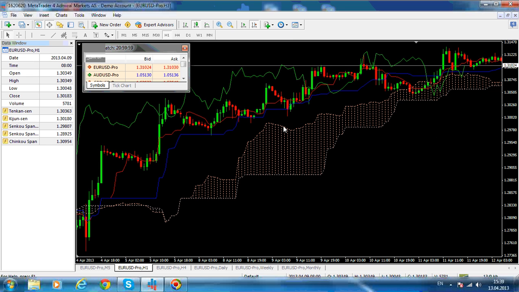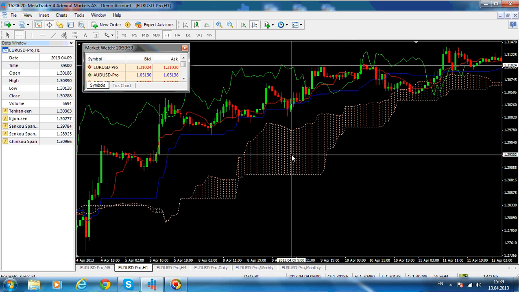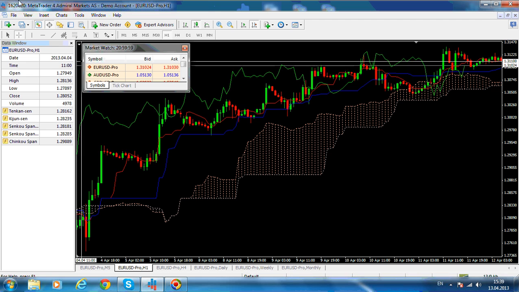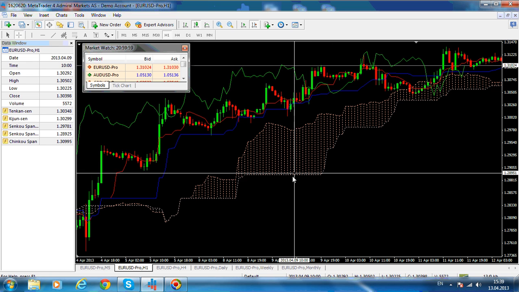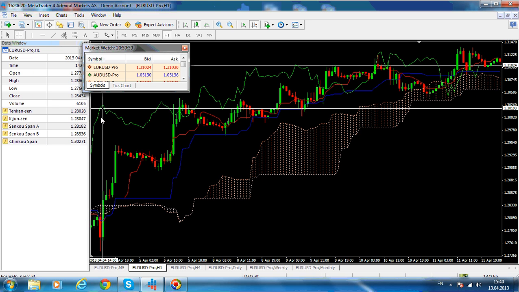The upper part of the cloud, the top of the cloud, and the base of the cloud, if you just take your cursor here, are called Senko. So this is Senko span A and Senko span B. That means the top of the cloud and the low of the cloud. And you're looking on the left side under the data window in here. Let's make it a little bit bigger so that we can actually read what is in there.